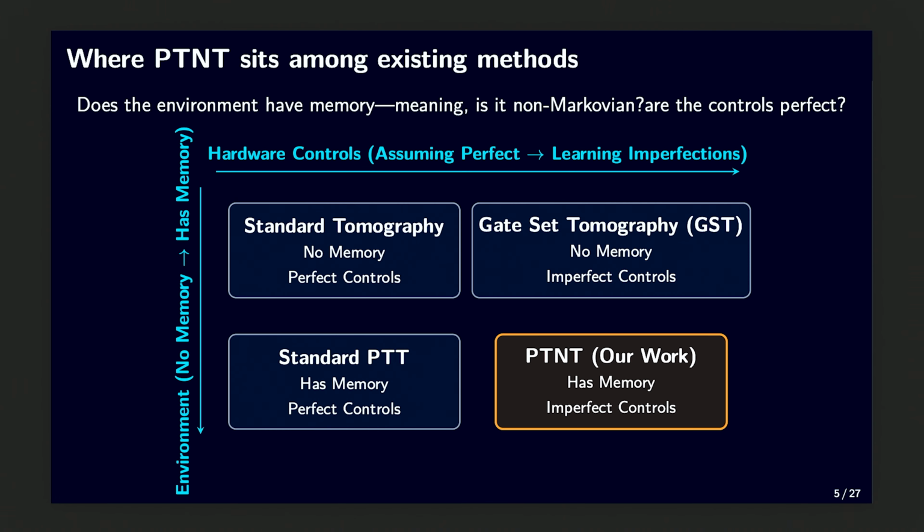PTT, our method, came and tried to fix all of the gaps between these two great methods. We consider that our system has memory, which has noises, and we also consider that all of the controls are imperfect. So we can imagine that there might be some noises in the control that we have to find and characterize.